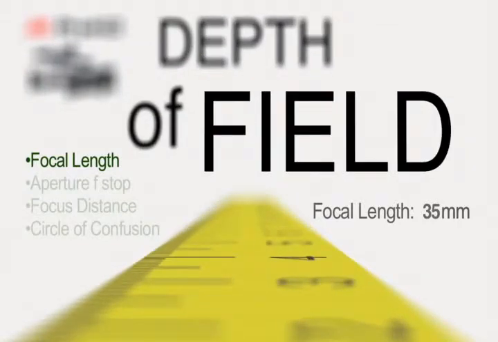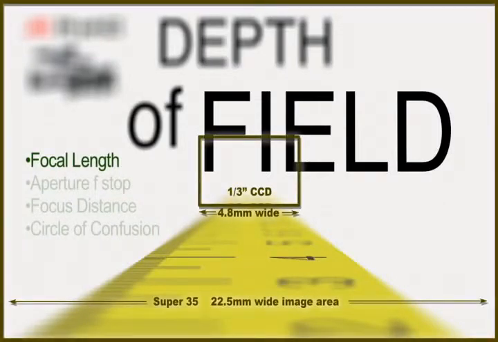Shorter focal lengths allow for wider angles of view, but they also deepen the depth of field. This is where the size of the imaging sensor comes into play. As I mentioned before, this simulation is currently set for a 35mm focal length. In the Super 35 format, this would be considered a normal lens with an angle of view close to that of the human eye. Now what happens if we use this same focal length on a 1/3 inch camera?